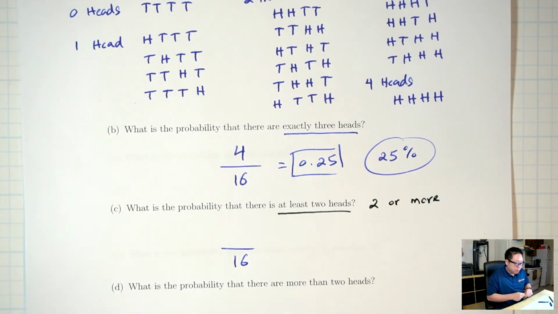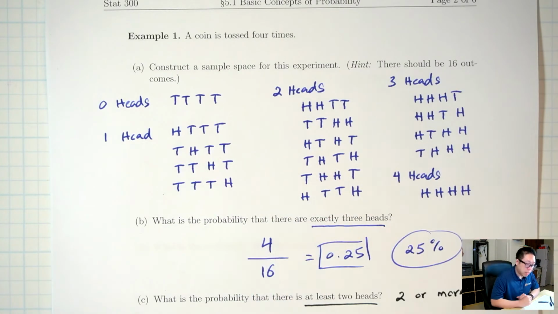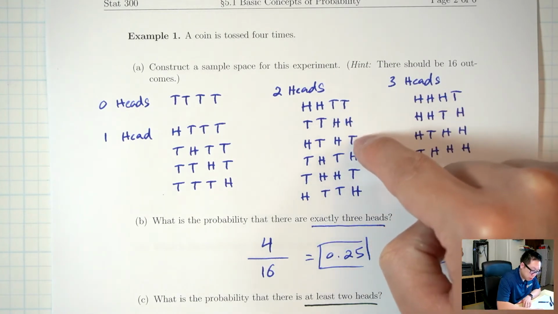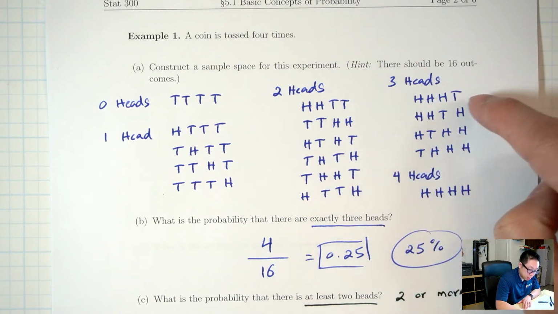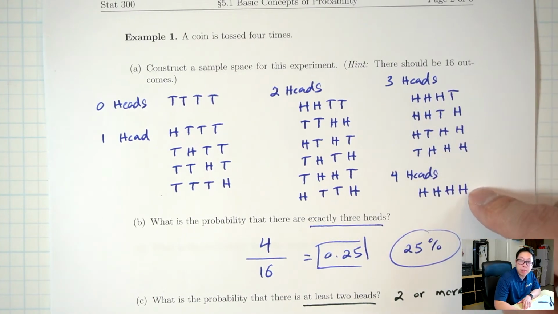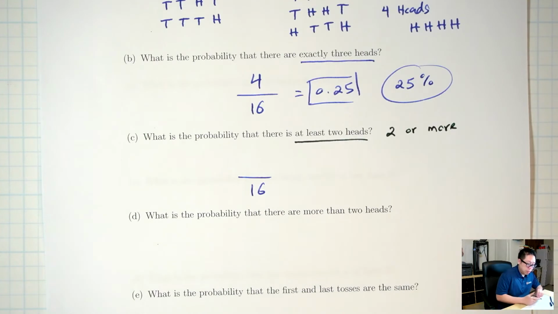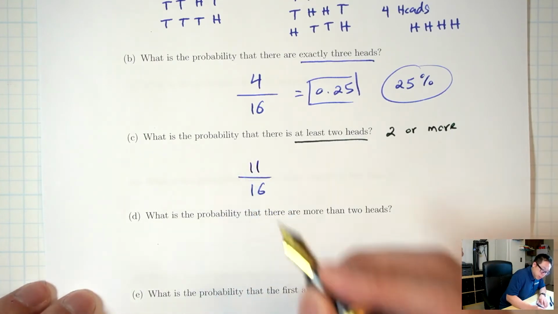So how many of these have 2 or more heads? So that means all of these, right? 1, 2, 3, 4, 5, 6. And also these. That's 6, 7, 8, 9, 10, 11. So there's 11 with at least 2 heads.